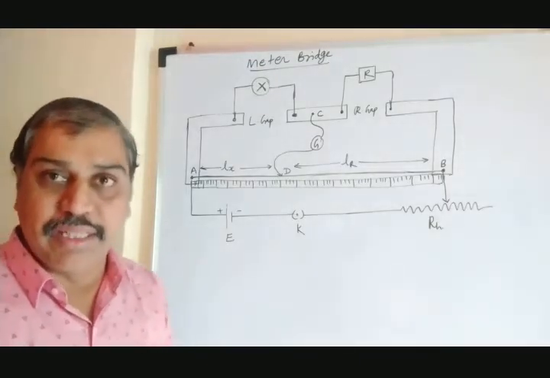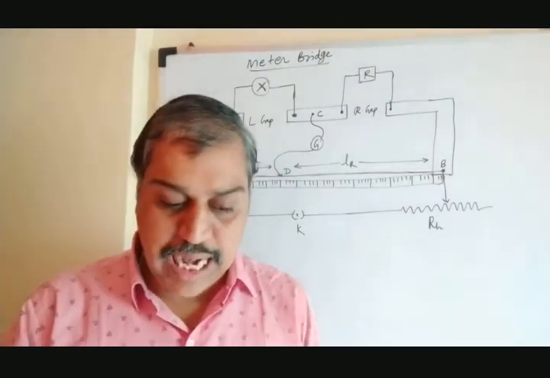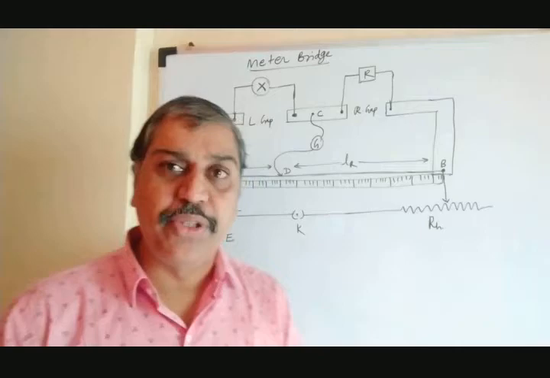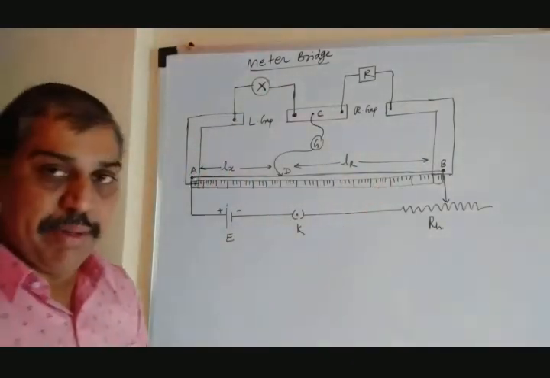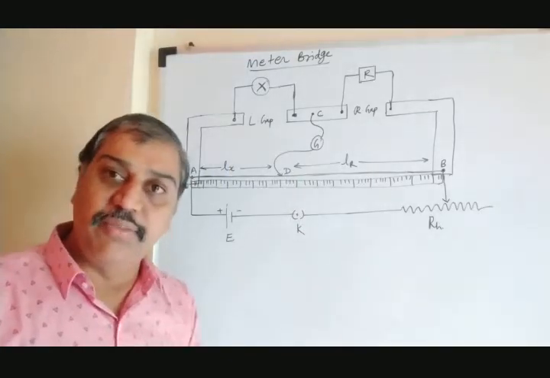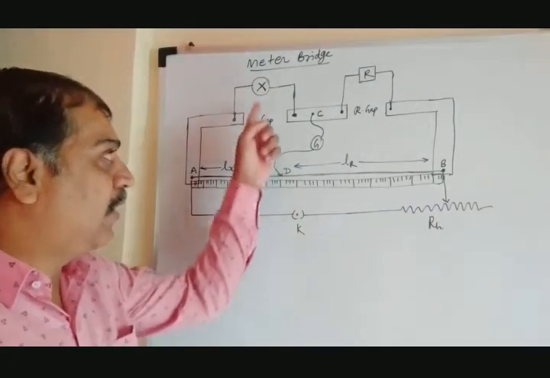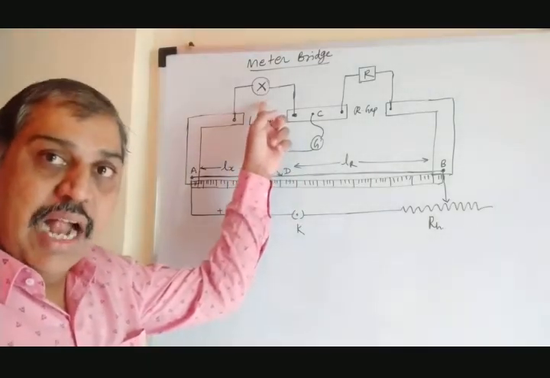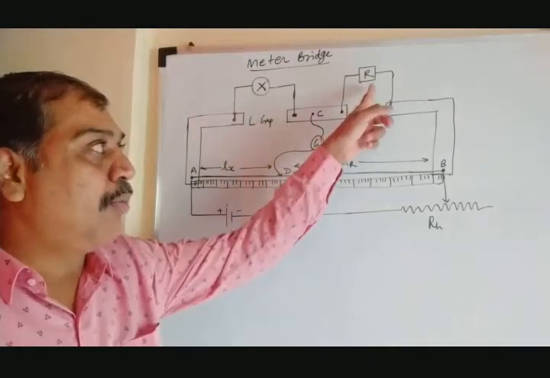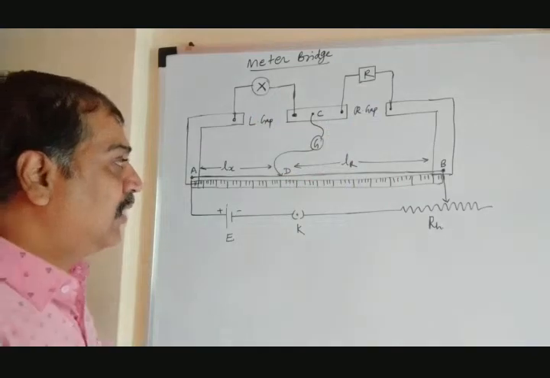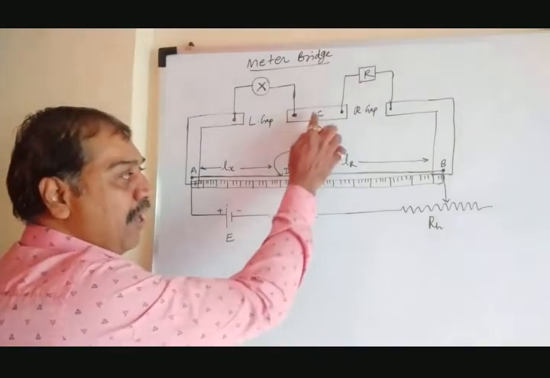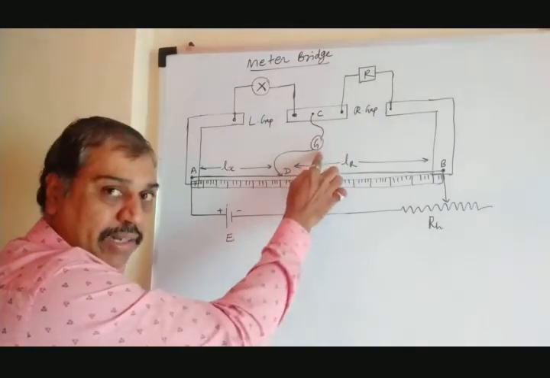Now this is the part of construction. Let's start with the working. When we switch on the key, the current flows to the wire AB. Apart from this, the resistance which is to be determined, that is X, is connected to the left gap, and the known variable resistance box, that is R, is connected to the right gap. After that, we have connected points C and D by the galvanometer.